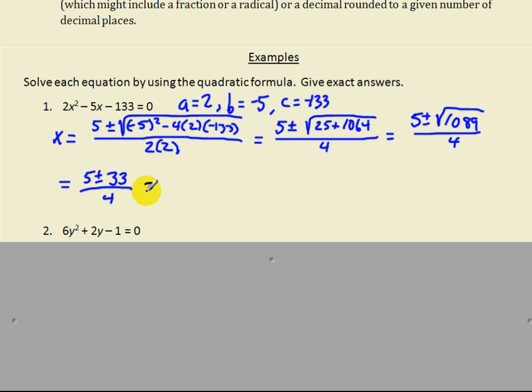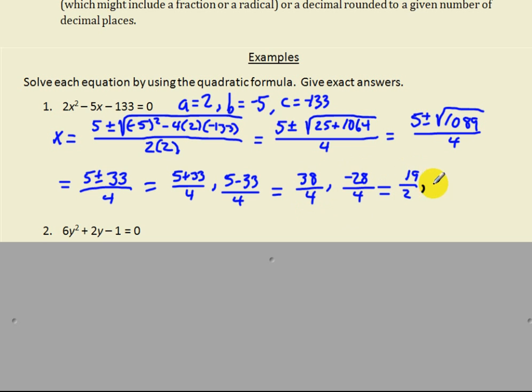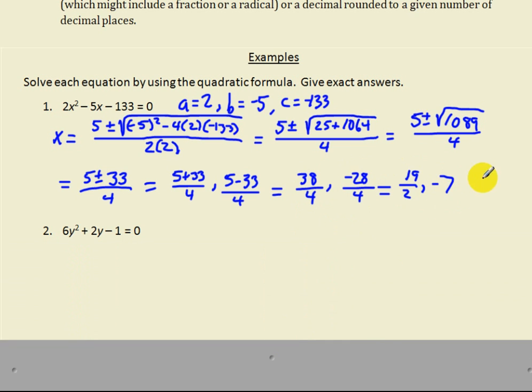Now we can break this down into two separate solutions. 5 plus 33 over 4, or 5 minus 33 over 4. So in the first case we get 38 over 4. In the second case we get negative 28 over 4. And then we can simplify. 38 over 4 simplifies to 19 halves. And negative 28 over 4, of course, is negative 7. So we have two solutions. And notice we didn't have to do any rounding there.